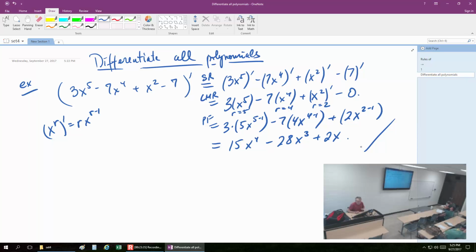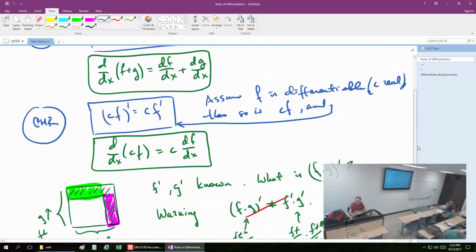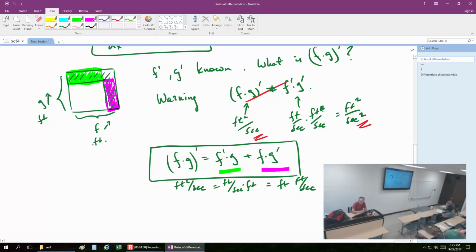Okay, so we only apply the 2 basic rules here as well as the power formula. Okay, but we already had a new rule. A new rule, the third rule, was the product rule. Where is the product rule? Here it is, the product rule.